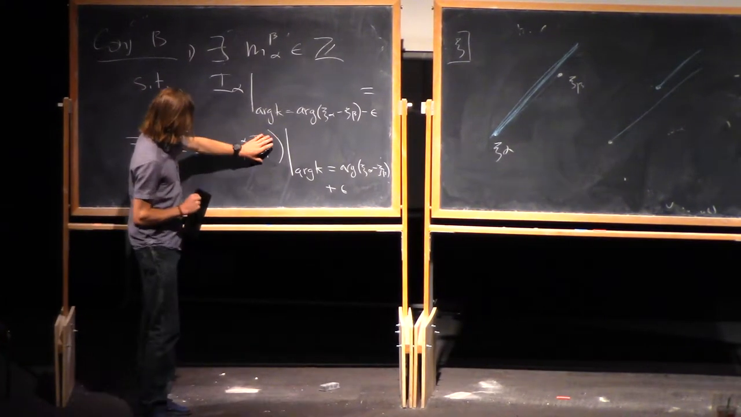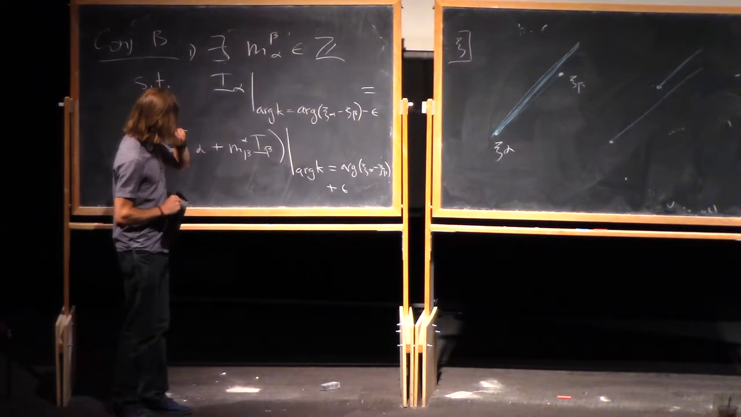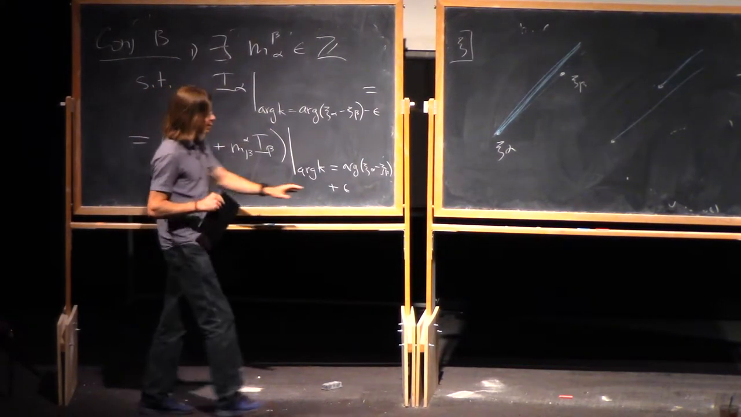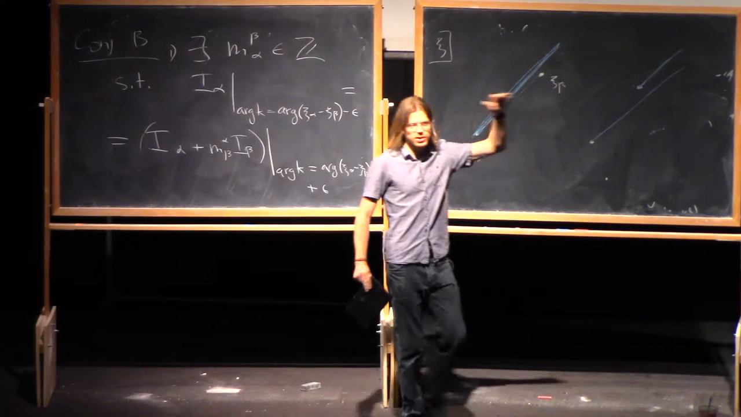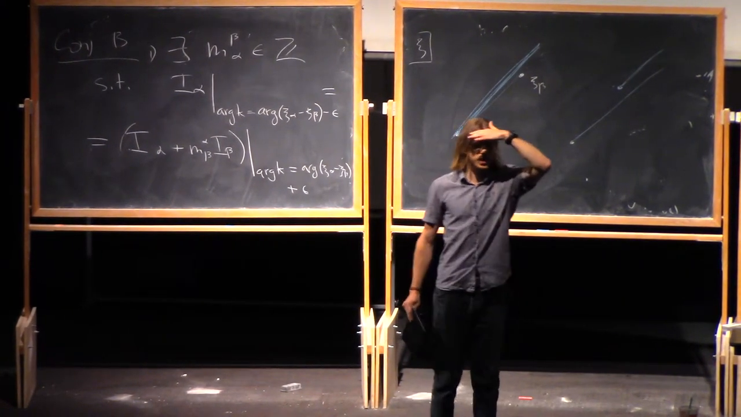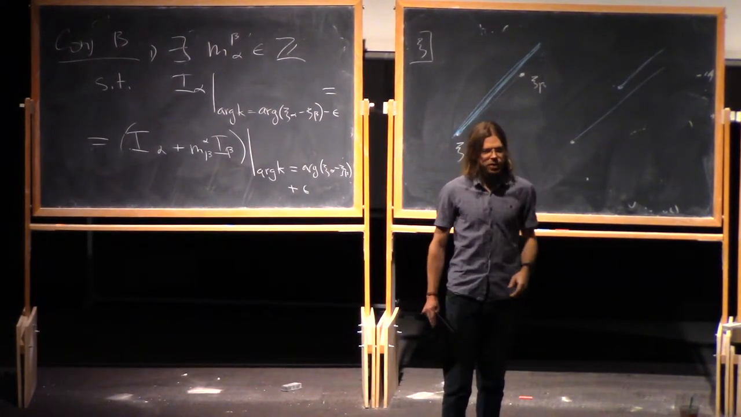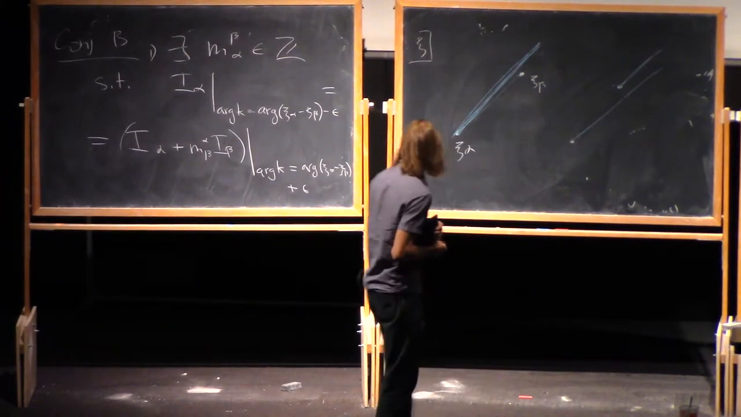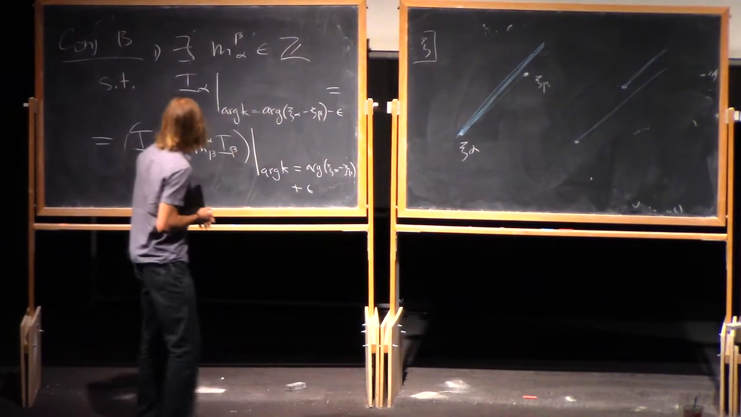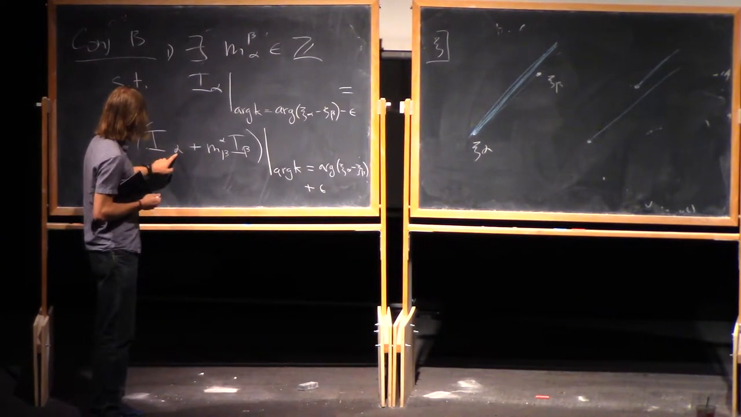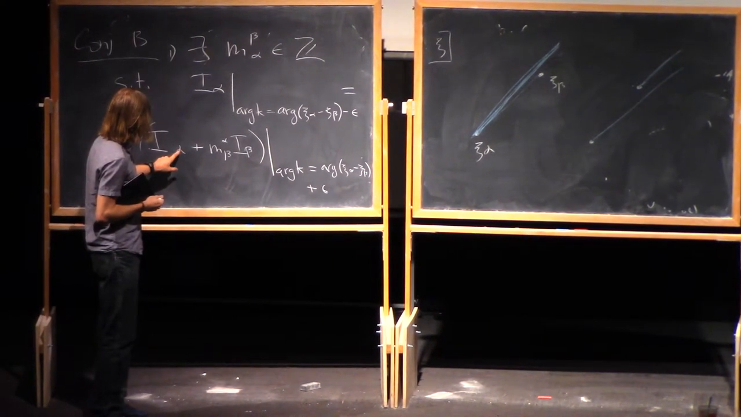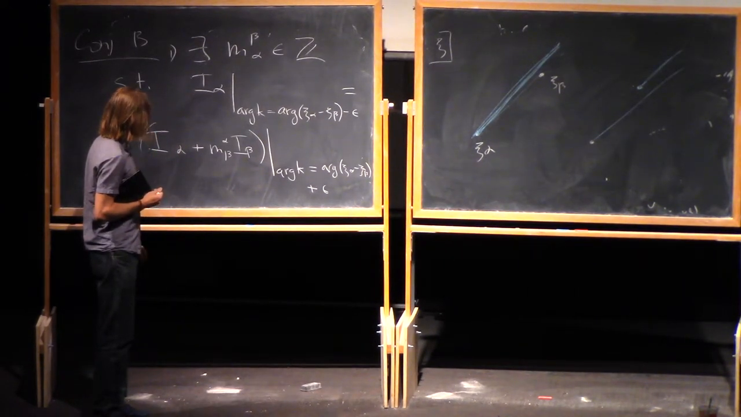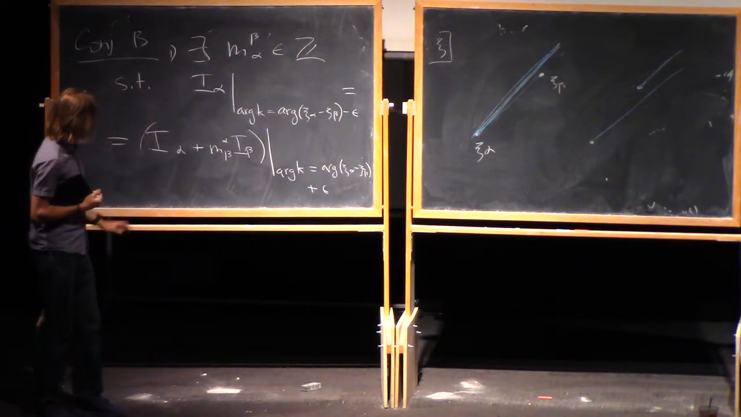Say you fix a diagram for the I alpha. How many diagrams for the I beta are involved in the wall crossing formula? Well, I would say kind of all of them essentially.